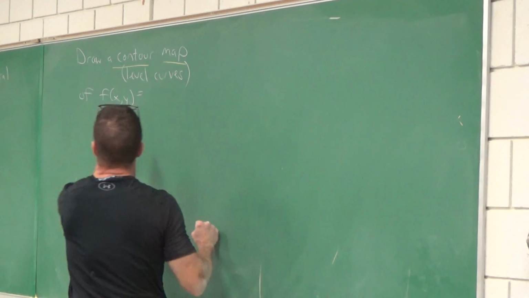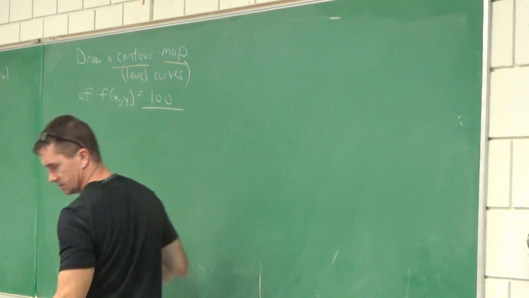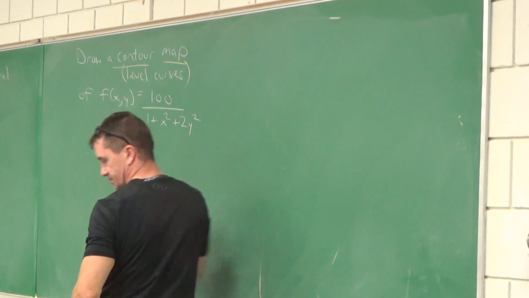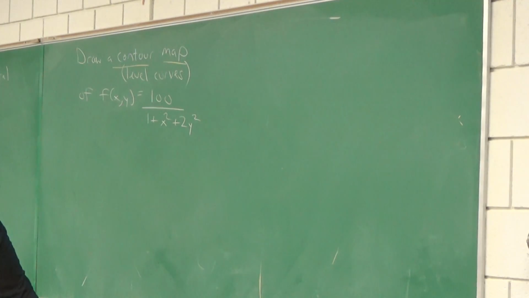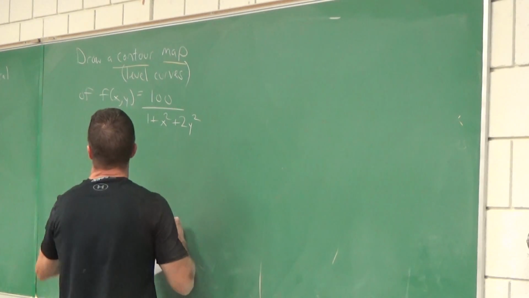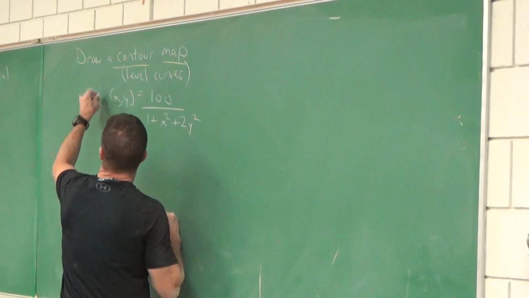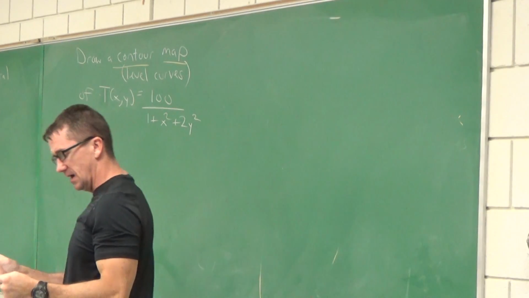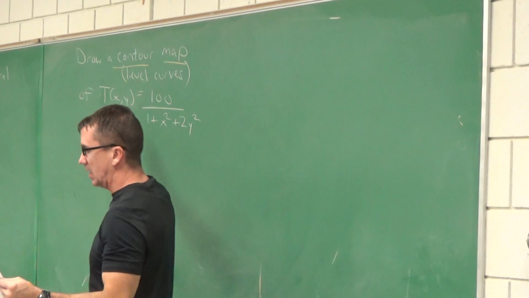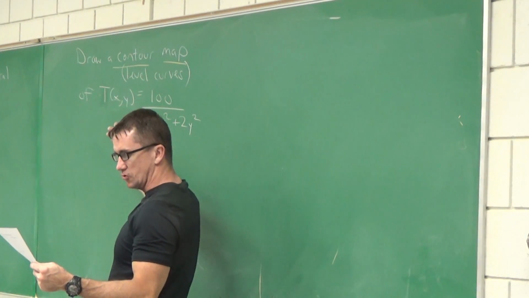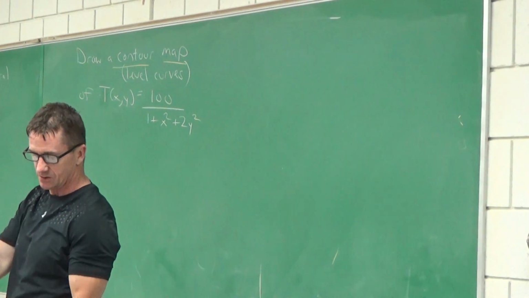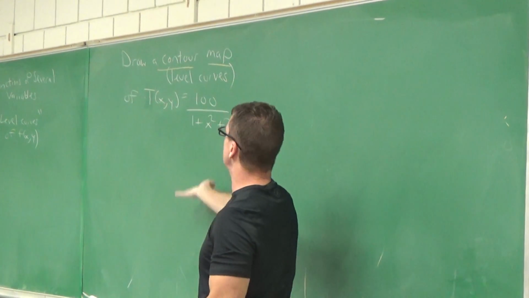What is this thing? This thing looks crazy. 100 over 1 plus x squared plus 2y squared. Okay? And by the way, this is a real life application. What is this representing? This is a temperature. Function f was called capital T, which stood for temperature of a thin metal plate. A thin metal plate located in the xy plane has temperature T of x and y at point x and y. Draw a contour map. They wrote isothermals because it's dealing with temperature. Draw a contour map, isothermals, of the function showing at least 3 level curves.